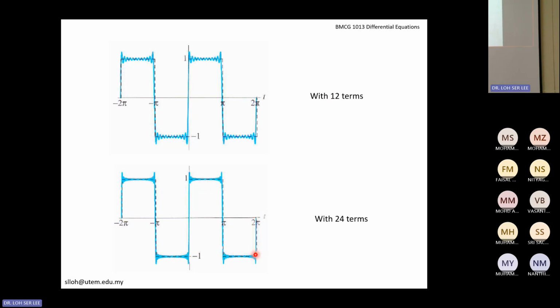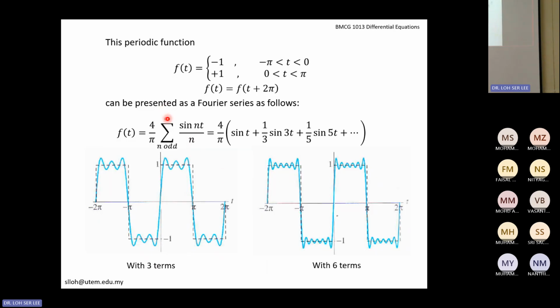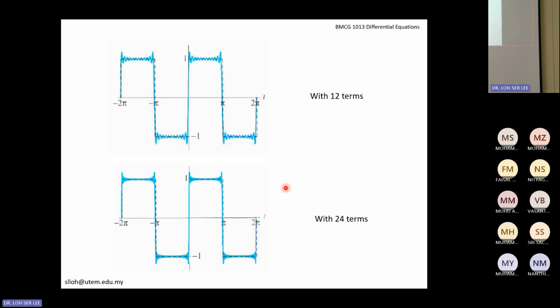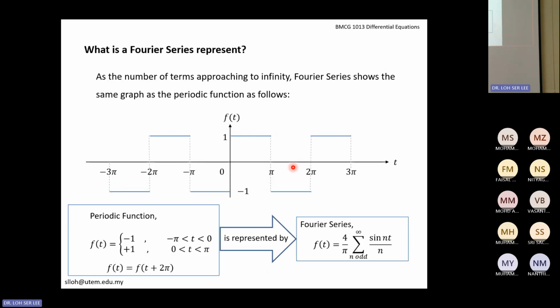So imagine if you use infinite terms, because this Fourier series goes up to infinity. If we use infinite terms to sketch the graph, you will get horizontal lines. So that's negative 1, 1, negative 1, 1, which is exactly the same as this.